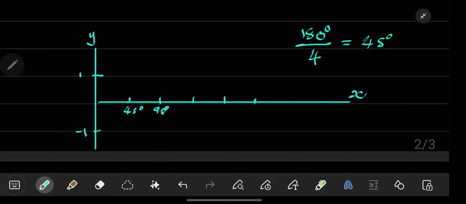45, 90. 90 plus 45 is how much? 135. 135 plus 45 is how much? 180. Okay? And so on and so on. But then let's continue. 180 plus 45 is how much? 225.